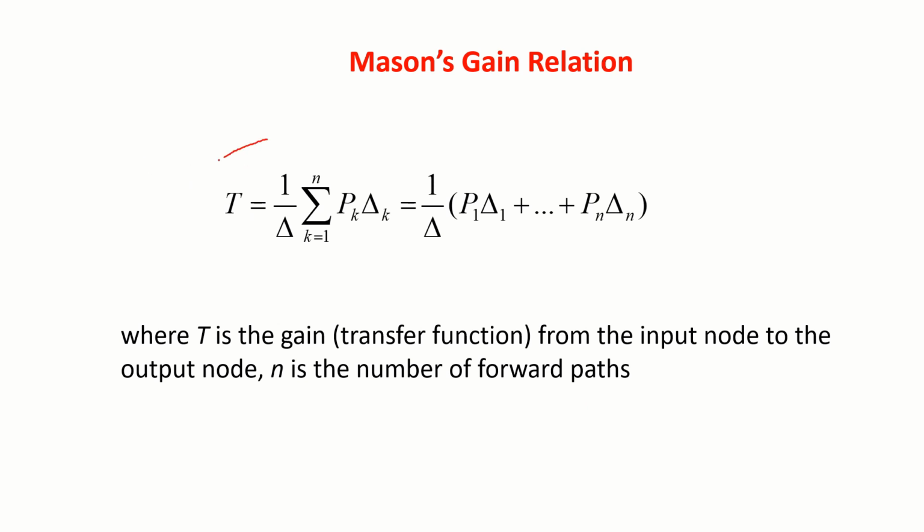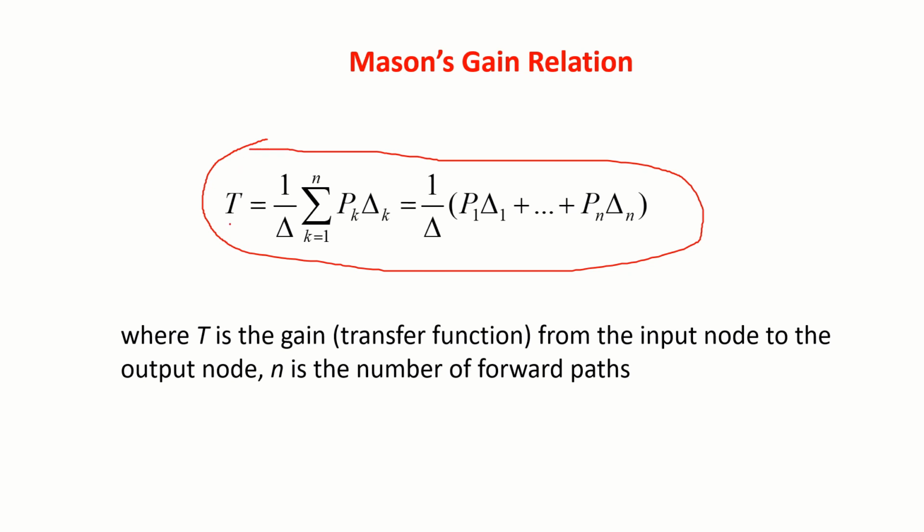This is what we call Mason's gain formula. It is given by T, that is the transfer function, equal to 1 by delta, sigma k equal to 1 to n, P suffix k delta suffix k. K stands for the index for the forward paths, and n is the number of forward paths. If n is equal to 3, then it is P1 delta 1 plus P2 delta 2 plus P3 delta 3.